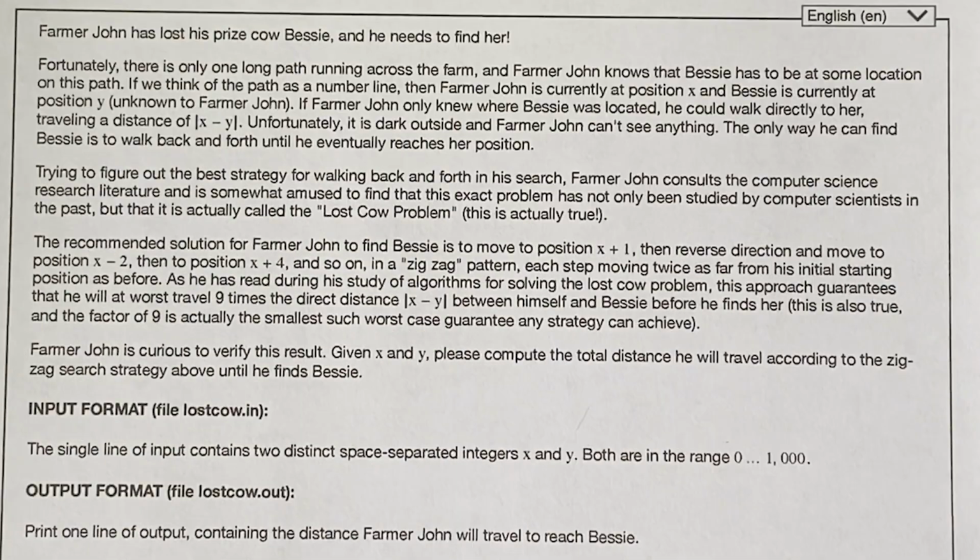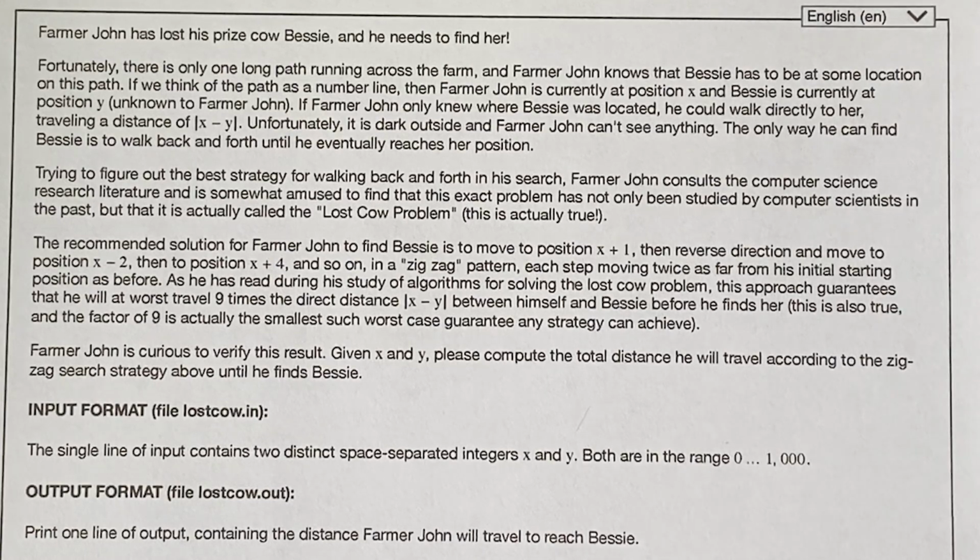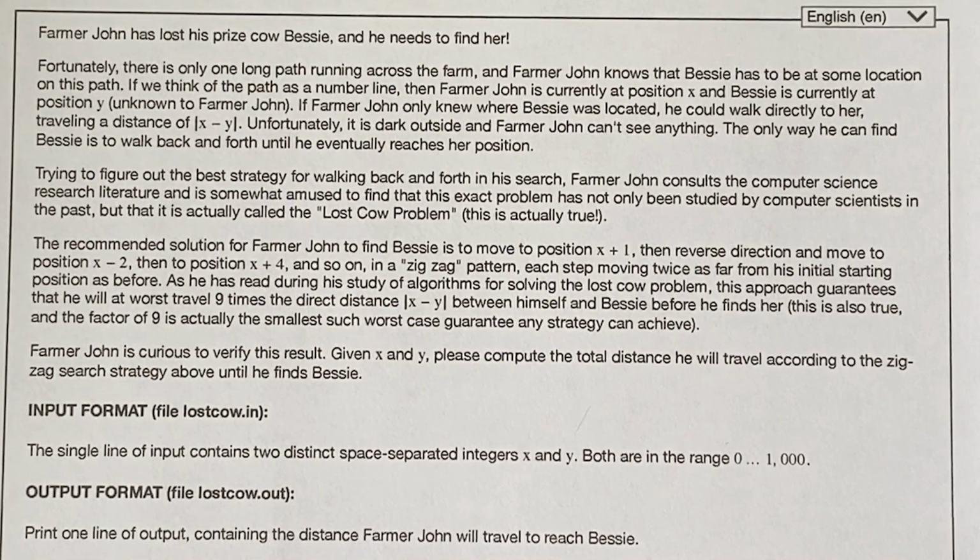This is actually true. The recommended solution for Farmer John to find Bessie is to move to position X plus 1 and then reverse direction and move to position X minus 2 and then go to position X plus 4 and so on in a zigzag pattern, each step moving twice as far from his initial starting position as before. As he read during his study of the algorithms, this approach guarantees that he will at worst travel 9 times the direct distance, absolute value X minus Y, between himself and Bessie before he finds her. This is also true, and the factor of 9 is actually the smallest such worst-case guarantee any strategy can achieve.